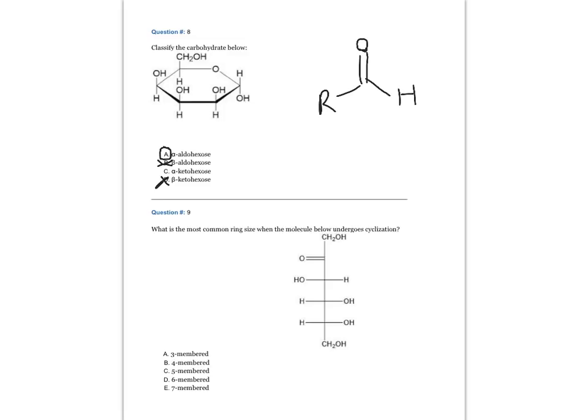That is the general abbreviation. So this hydrogen, when this is an open chain form, the anomeric carbon would look like this. Now it would be an aldehyde.